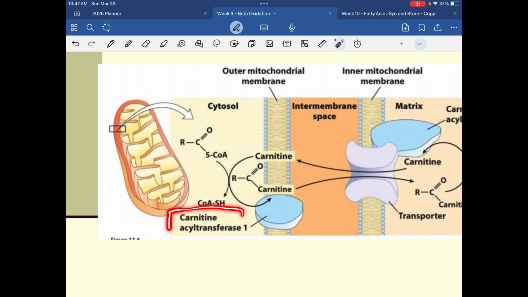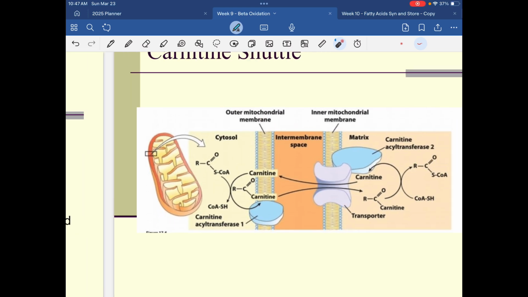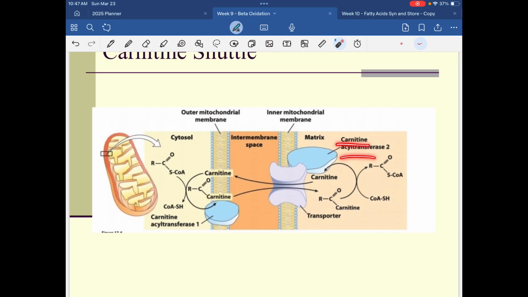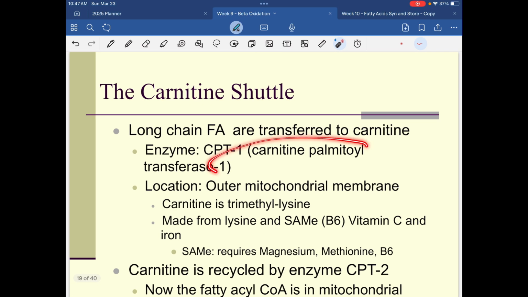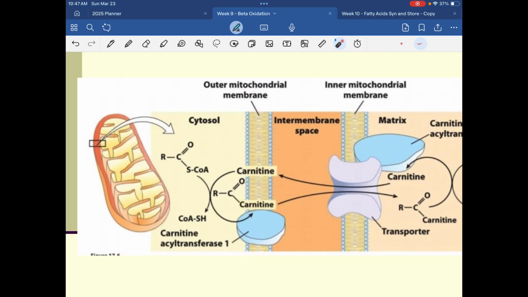So the first enzyme is, they have different names here. They have carnitine acetyltransferase. We're going to say it's the same thing as carnitine palmitoyltransferase. The difference here is this one is going to be specific to palmitoyl. This one is just a more generalized version. You could see it either way.